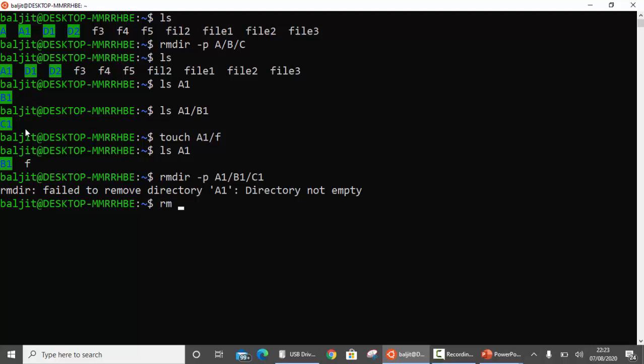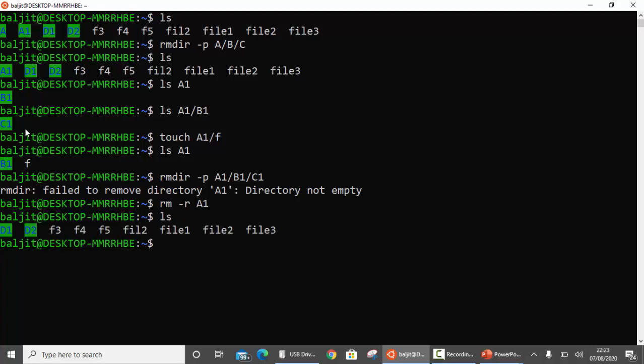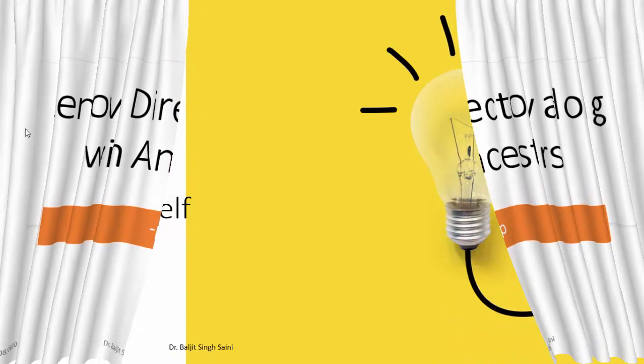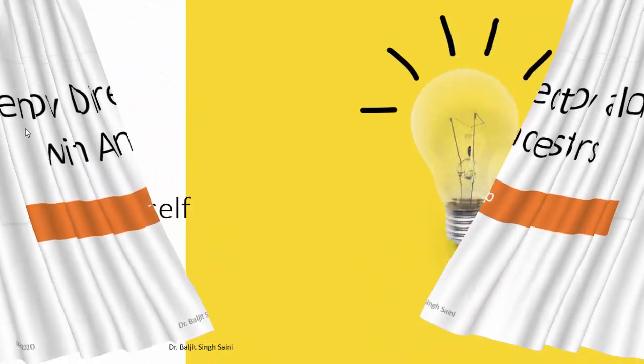If you have gone through the video on how to use the rm command, you might remember that we use the rm minus r option to delete a directory which is non-empty. Like if I use rm minus r A1, you will find that A1 is deleted. So that was all about using the mkdir and rmdir commands.